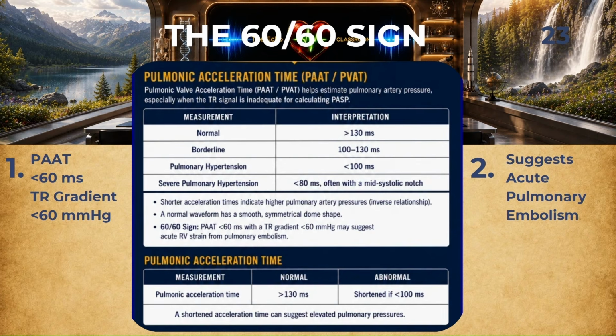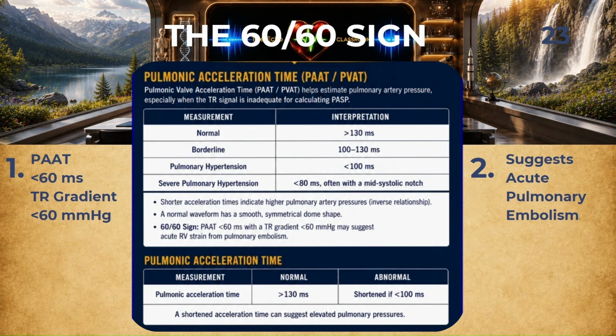One classroom insight for you. Think of the 60-60 sign as the heart telling you resistance has suddenly increased, but the right ventricle hasn't had time to adapt. That's why the finding is more suggestive of an acute pressure overload than chronic pulmonary hypertension.